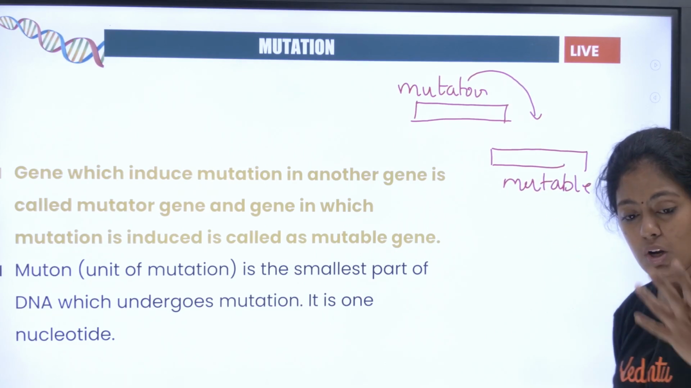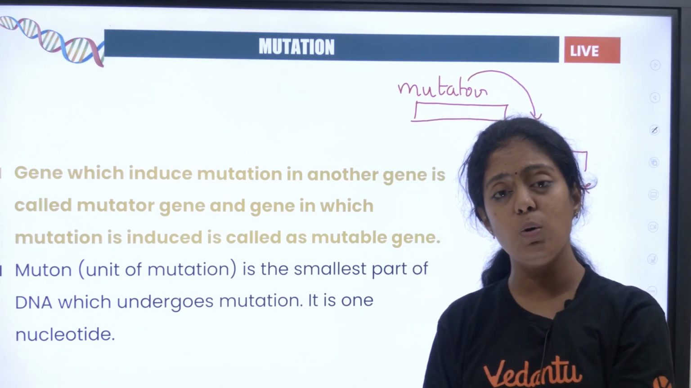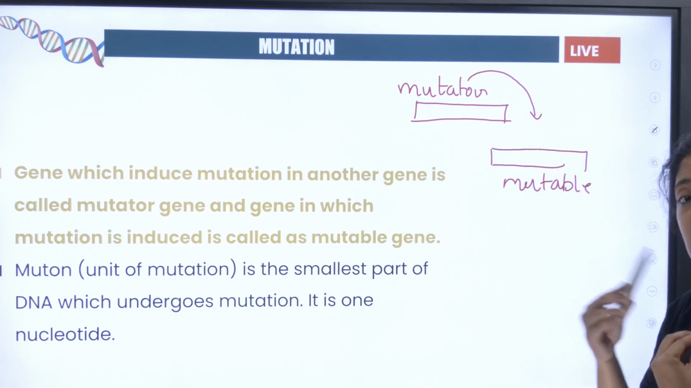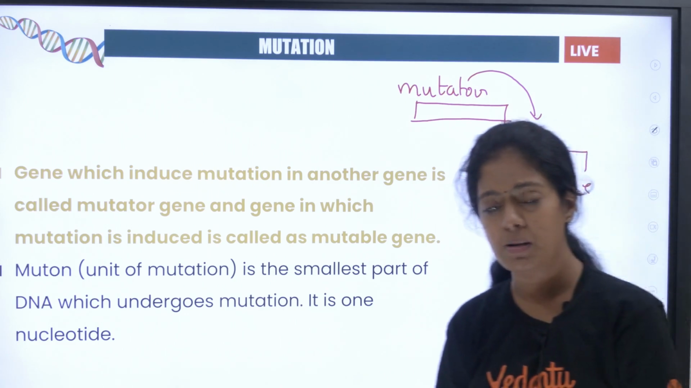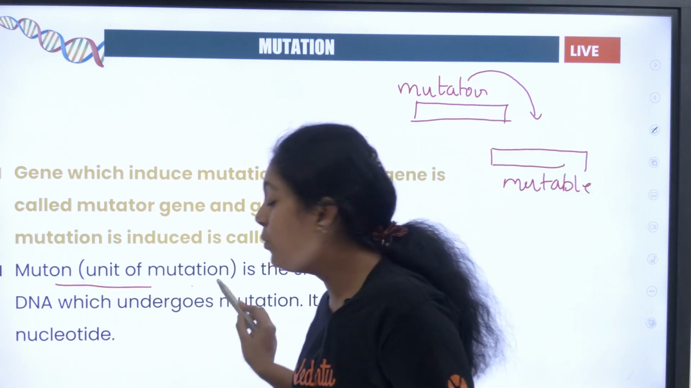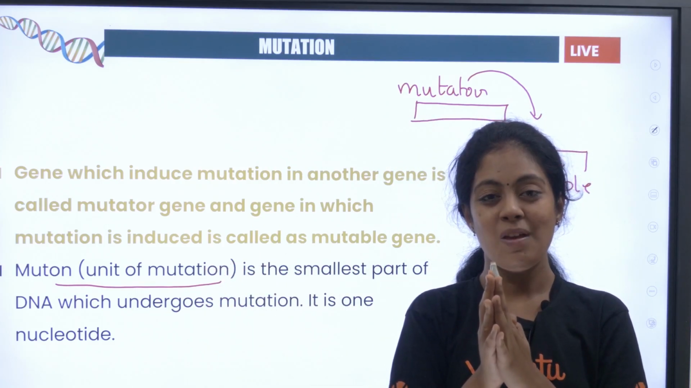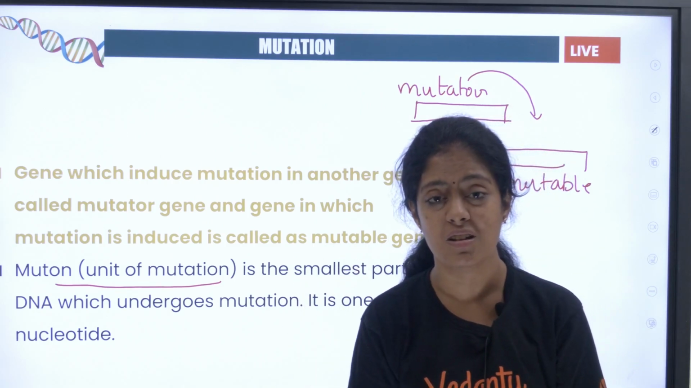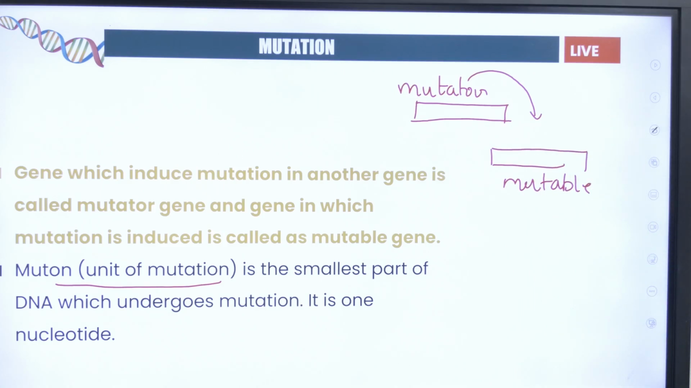So one gene mutates another gene. The gene that induces the mutation is what I call the mutator, and the gene which gets mutated is called the mutable gene. Very simple. And I have a term called muton. What is a muton? It is a unit of mutation. We have the replicon, a part of your DNA which undergoes replication. Similarly, I have the muton. Very important. It is a unit of mutation.